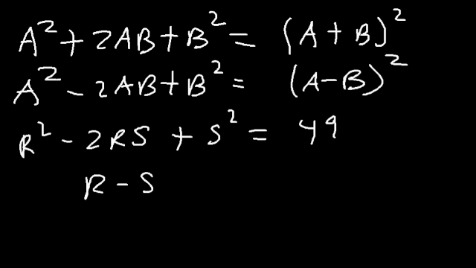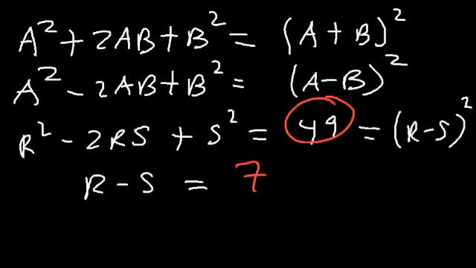Notice that r squared minus 2rs plus s squared, that's equal to r plus s squared if you were to factor it. So therefore, actually not r plus s squared, r minus s squared. It has to be negative. So if you factor it, it will be r minus s squared. So if you want to find r minus s, you simply have to take the square root of 49, which is 7.